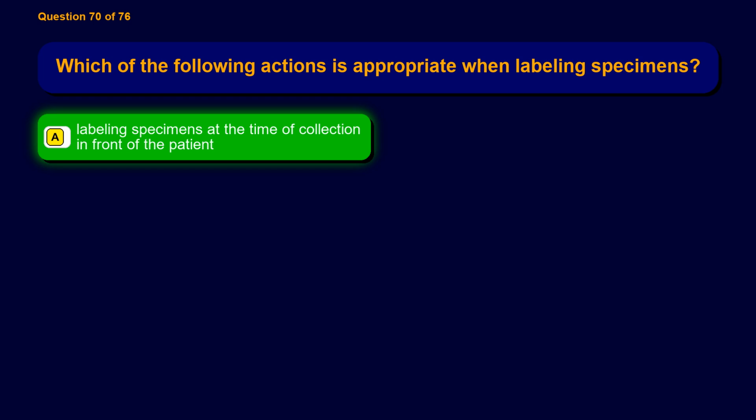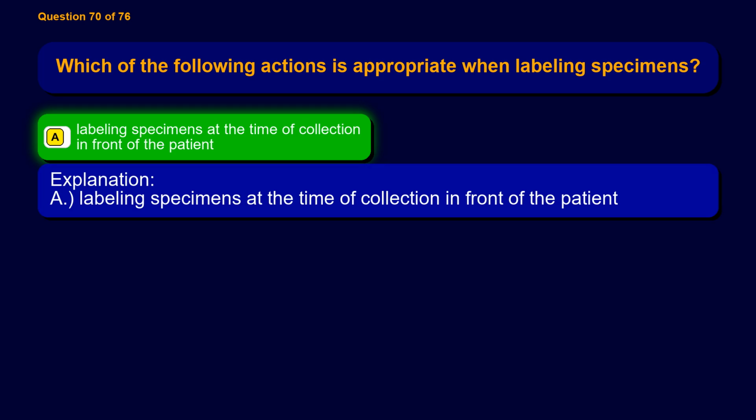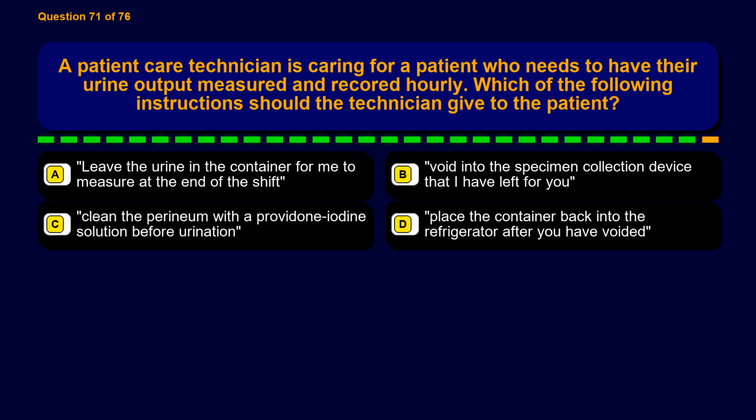The correct answer is option A, labeling specimens at the time of collection in front of the patient. Question 71. A patient care technician is caring for a patient who needs to have their urine output measured and recorded hourly. Which of the following instructions should the technician give to the patient?